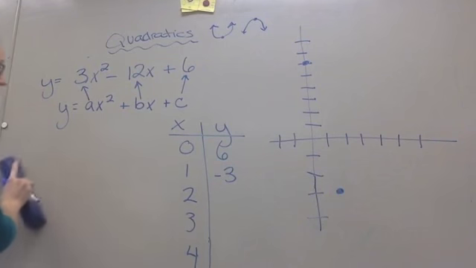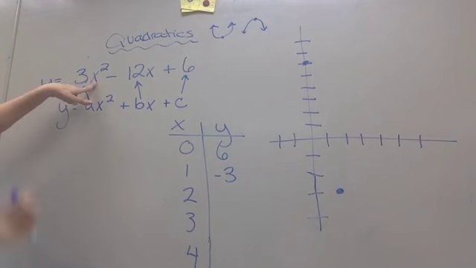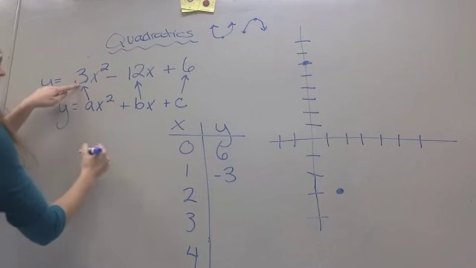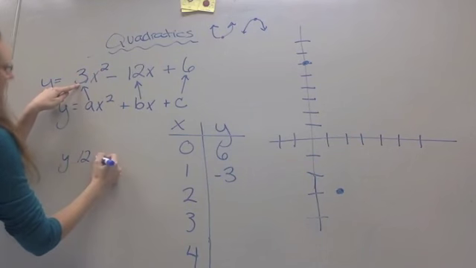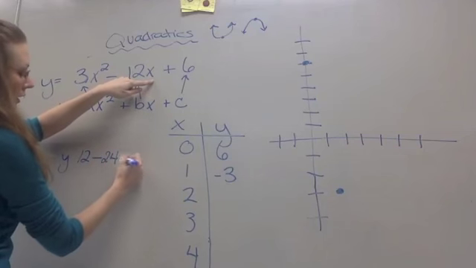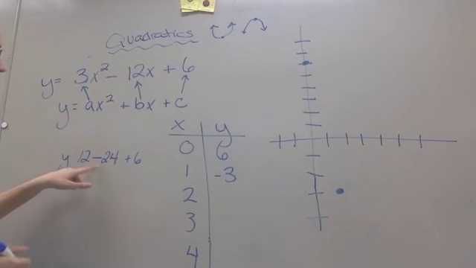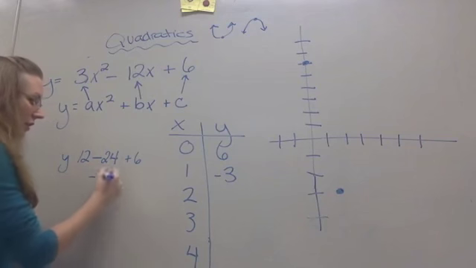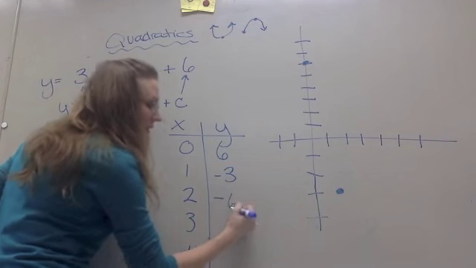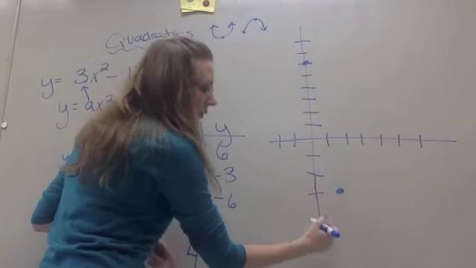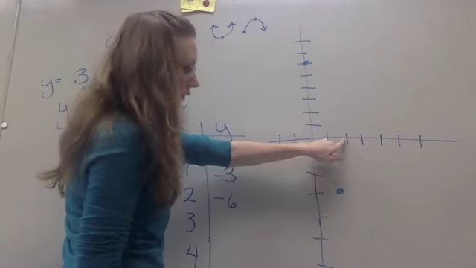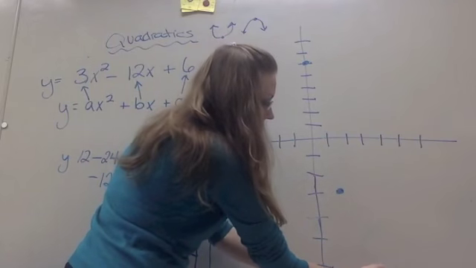Now I'm going to keep going. I'm going to go through these a little bit quicker. If I plug in a 2 here, I have 2 squared, which is 4, times 3 is 12, minus 12 times 2 is 24, plus 6. 12 minus 24 is negative 12, plus 6 is going to be a negative 6. So 1, 2, 3, 4, 5, 6, and I'm going to go over 2. So over 2, down 6, I'm way down here on my graph.